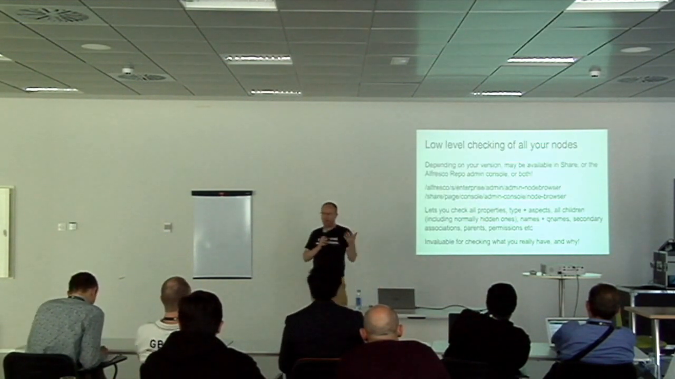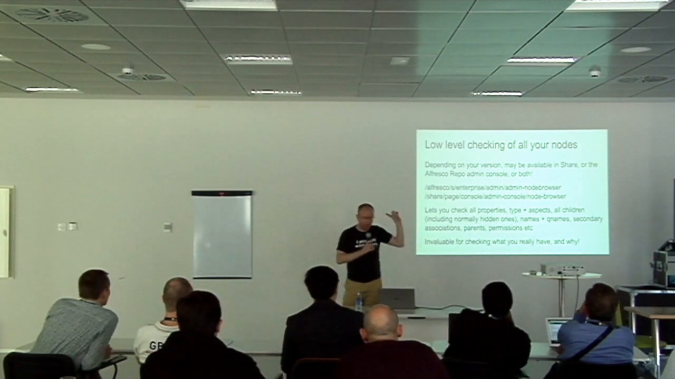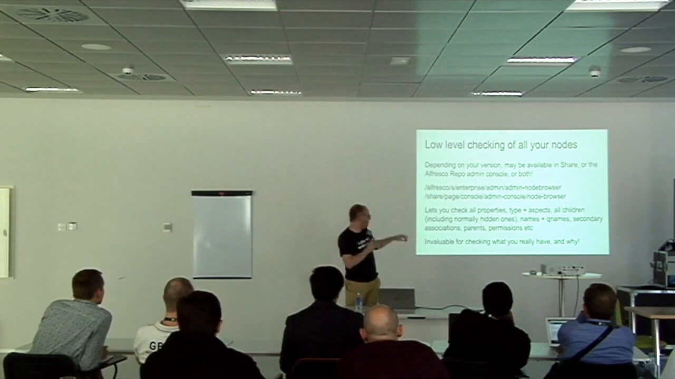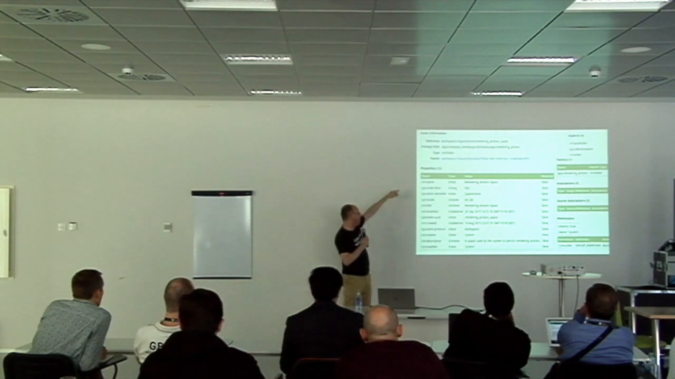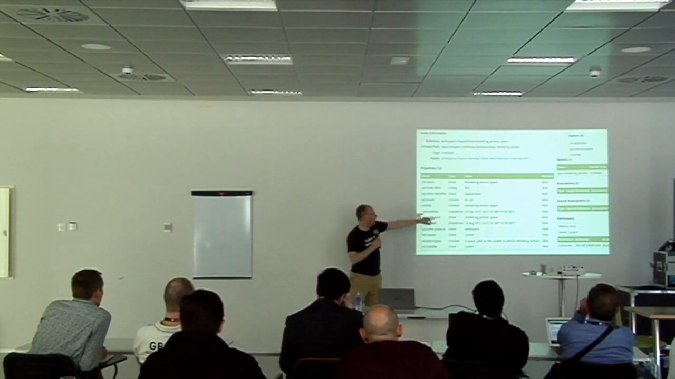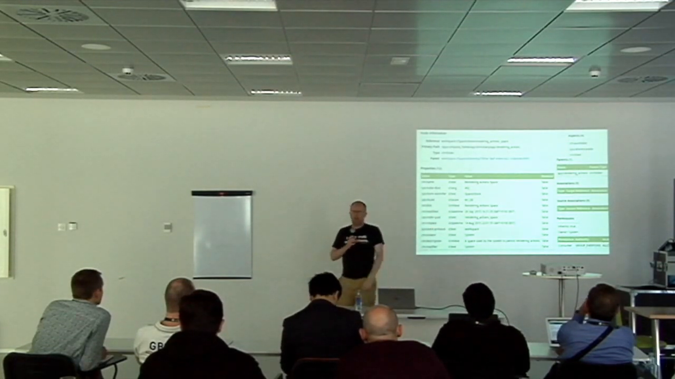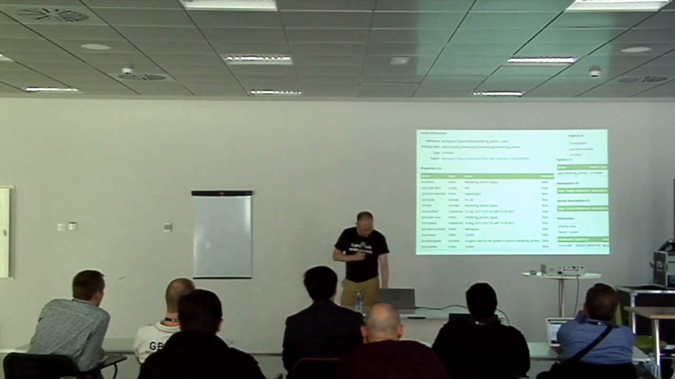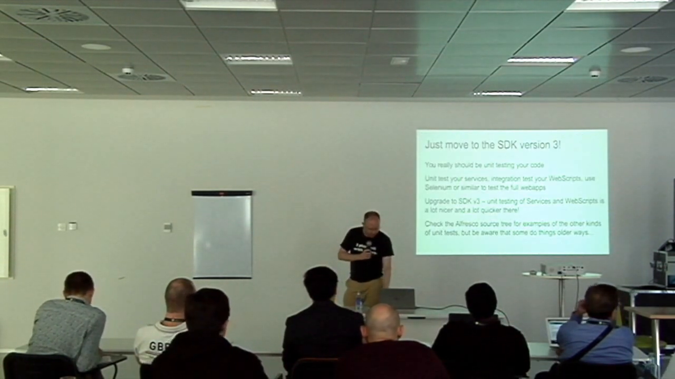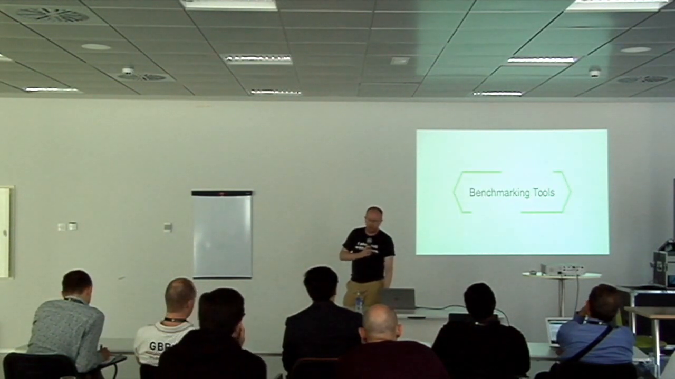Node browser. Hopefully everyone knows about Node browser? A few people? Okay. Depending on your version, you can get it through Share or through the Enterprise admin. It looks like this. You're not going to expose this to a user, but you can see all of your properties, exactly what type they are, where they came from, exactly what associations, exactly what permissions. If your users are reporting issues where they can't see something that they should be able to, or they can't see the permissions, you need to have a look in here, see what's going on. Unit testing, do it with SDK3. Need some more examples.